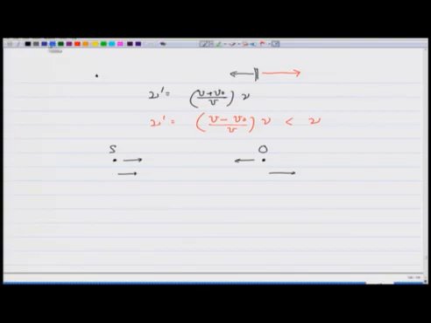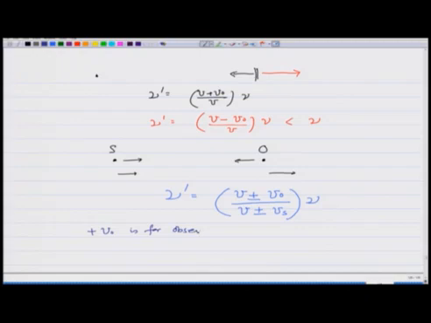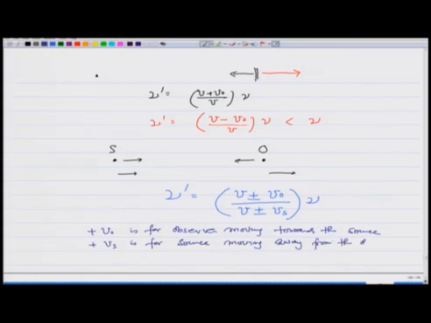We can combine all these and write that nu prime is going to be equal to v plus or minus v observer divided by v plus or minus v source times the source frequency nu, where the plus sign for v observer is for the observer moving towards the source, and plus vs is for the source moving away from the observer, and you can fill in the rest of the combinations.